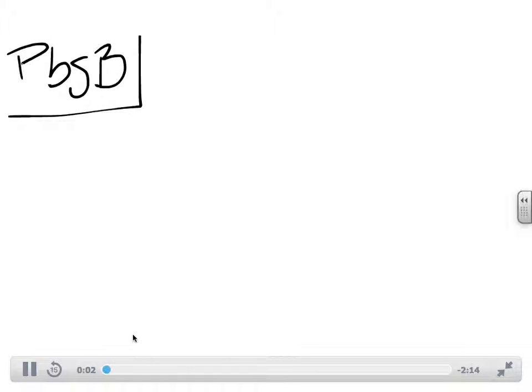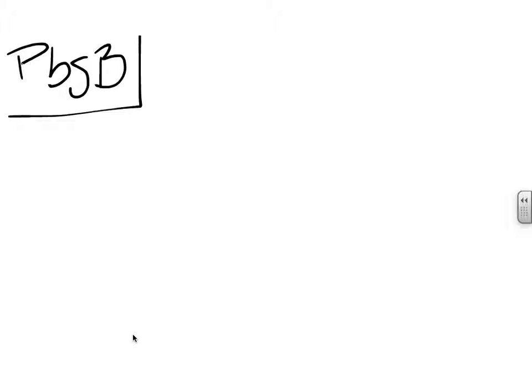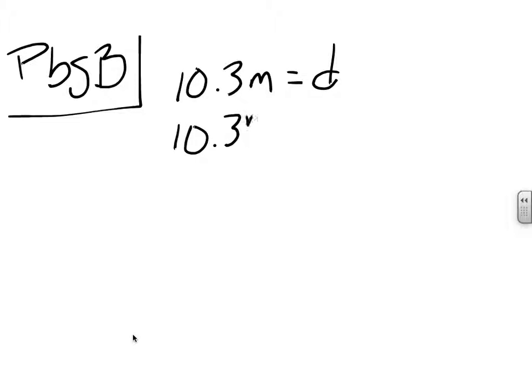If you're having trouble with problems B, then really it comes down to only a couple things. Number one, you need to memorize what I keep telling you that you need to memorize. If we have 10.3 meters, that's going to be a displacement. If you have 10.3 meters per second, that's going to be a velocity.